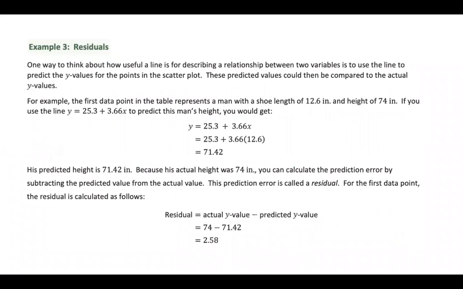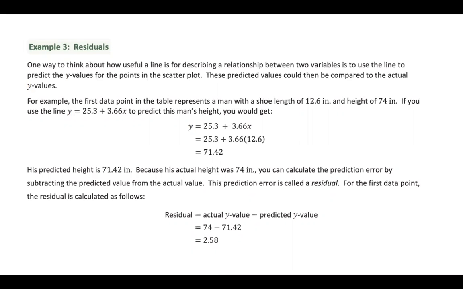All right, residuals. One way to think about how useful a line is for describing a relationship between 2 variables is to use the line to actually predict y values for points in the scatter plot. These predicted values could then be compared to the actual y values. For example, the first data point in the table represents a man with a shoe length of 12.6 inches and a height of 74 inches. So if we use the first line, you would get 71.42, which is fairly close to 74 inches.